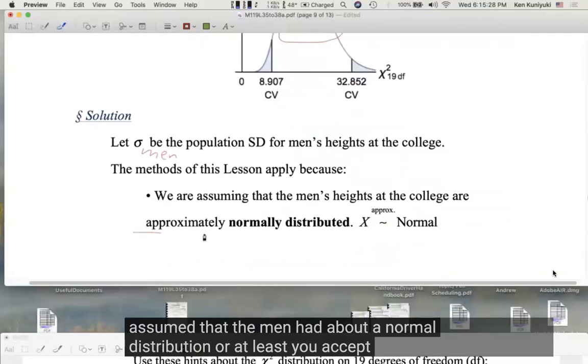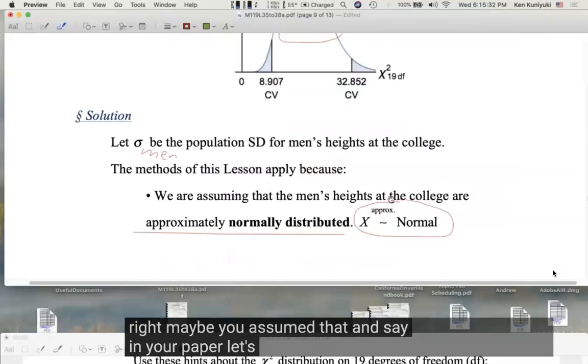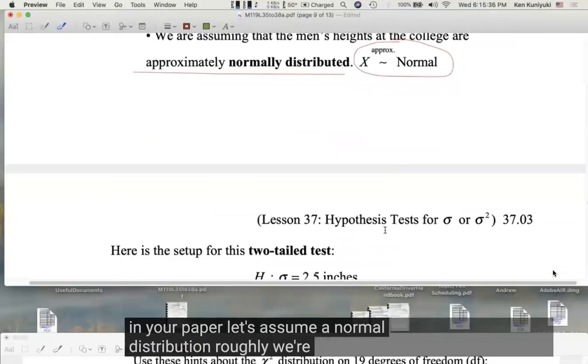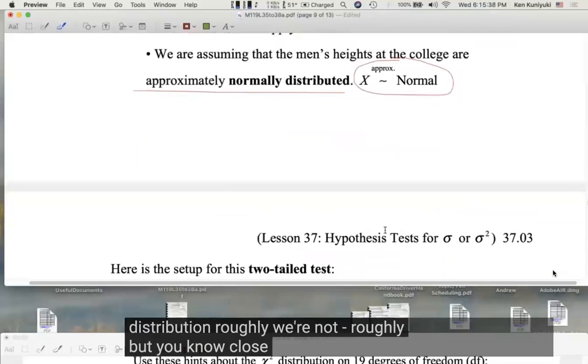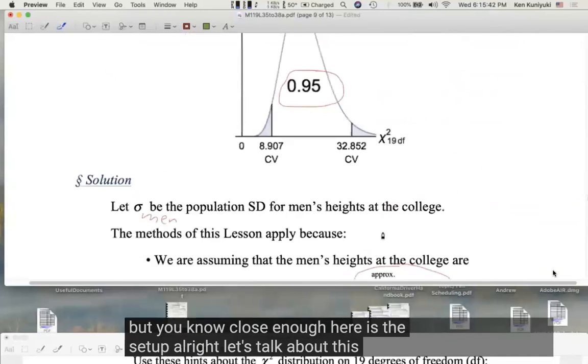Or at least you accept that, right? Maybe you assume that and say in your paper, let's assume a normal distribution, roughly, or not too roughly, but close enough. Here is the setup. All right, let's talk about this.